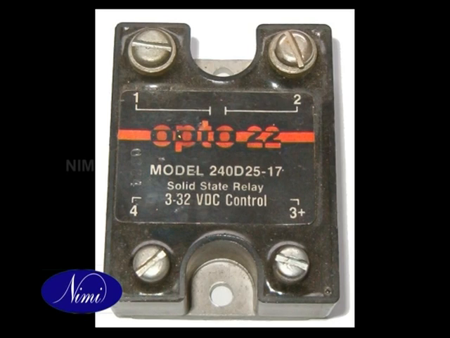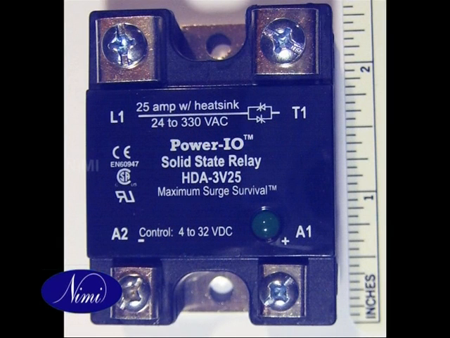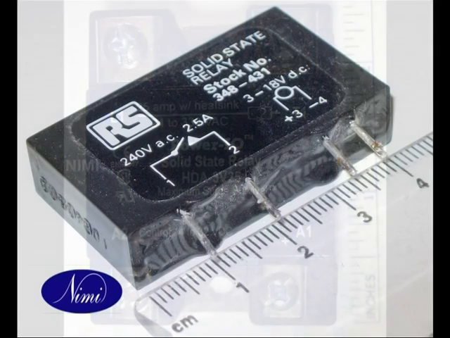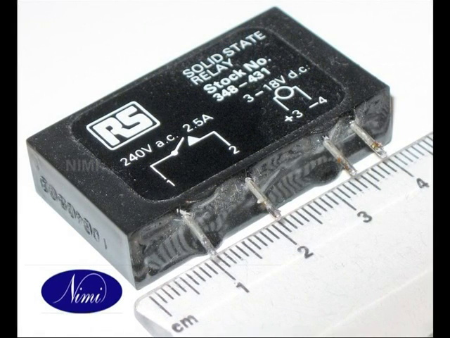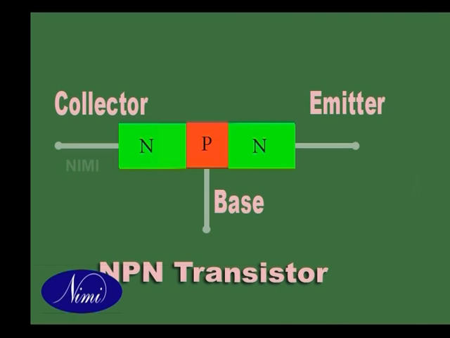One other important application of transistors is its use as a solid-state switch. A solid switch is nothing but a switch which does not involve any physical on or off contacts for switching. Transistors can be thought of as 2 p-n junction diodes connected back to back.